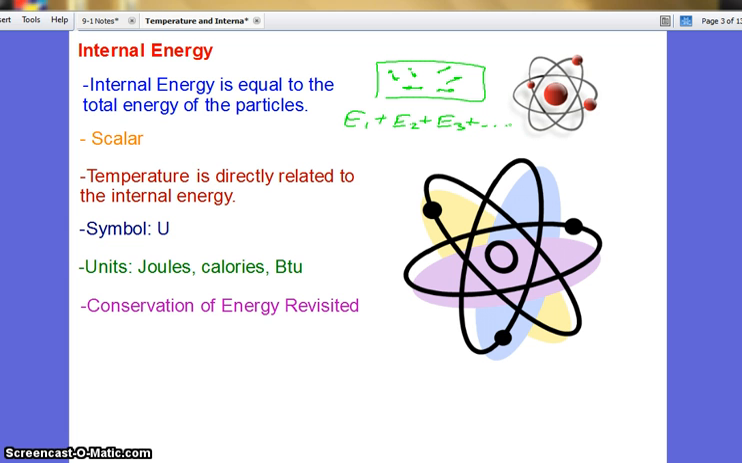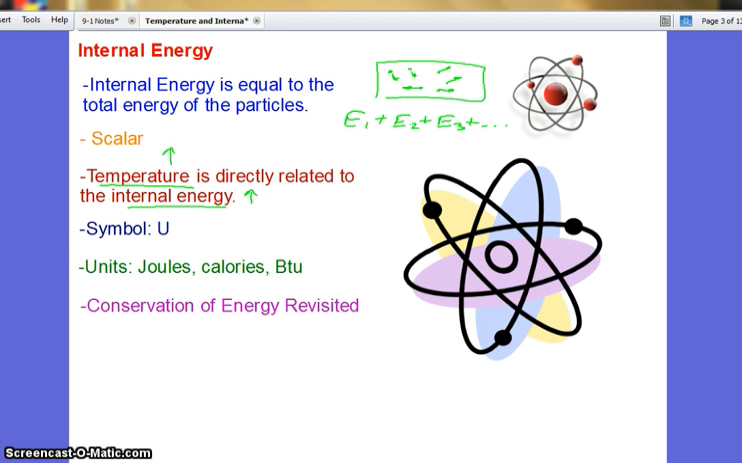The internal energy, just like all types of energy, is a scalar, meaning it has no direction. It is related to the temperature in that as the particles move faster, the energy increases. And as the particles move faster, we also know that the temperature increases. So as the temperature goes up, the internal energy will also go up, and vice versa. As the temperature goes down, the internal energy will also go down.